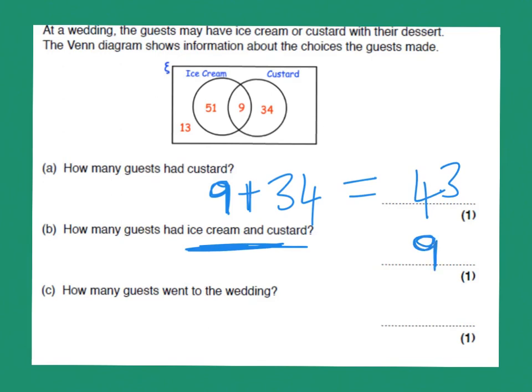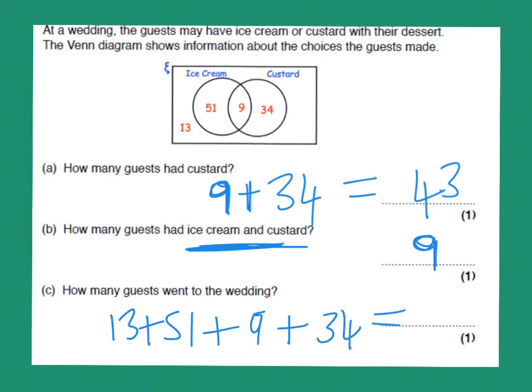How many guests went to the wedding? We add them all up. 13, add 51, add 9, add 34. So, add them all up, you get 64, 73, 107 people altogether.